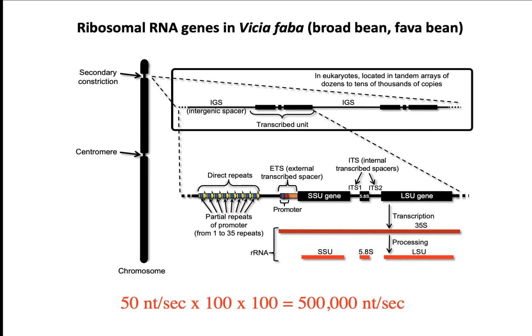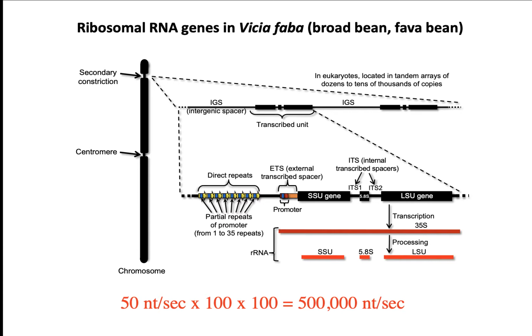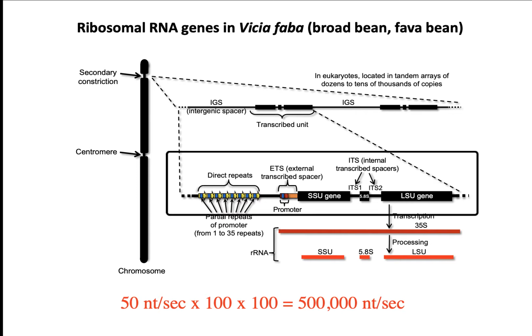So as I said, these are in long tandem repeats. In humans, there's about 200 copies of tandem repeats, and in Vicia faba, there are between 250 and 23,000 of these repetitive units in one location on the chromosome. And they look like this. Again, there's a small subunit gene, the 5.8S gene, and the large subunit gene.